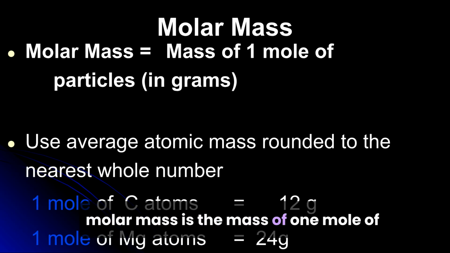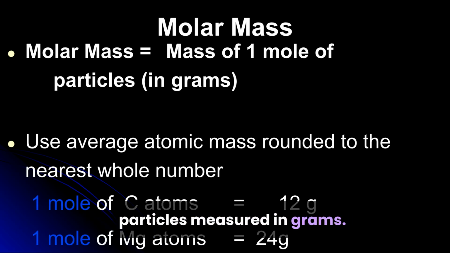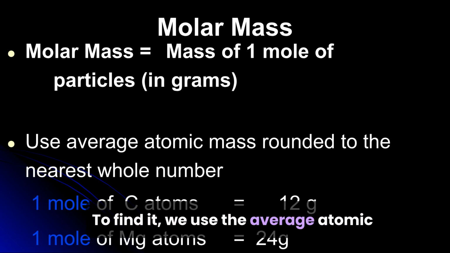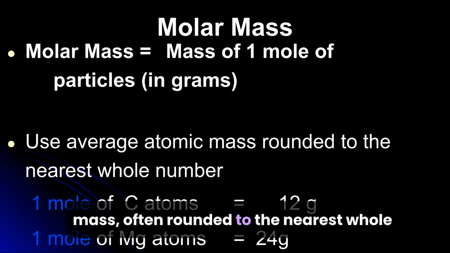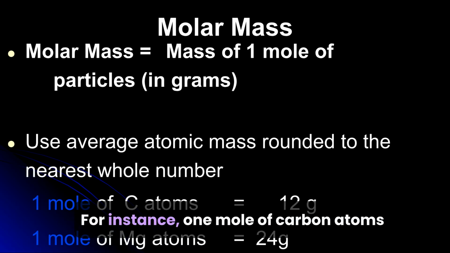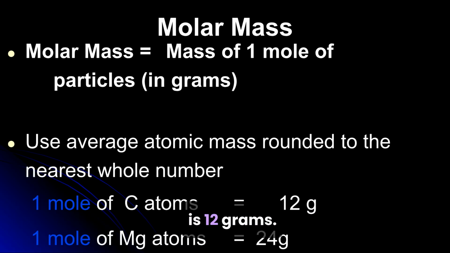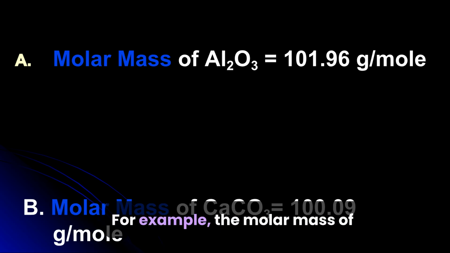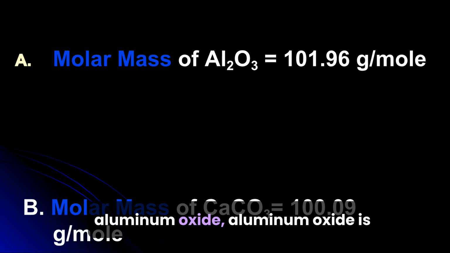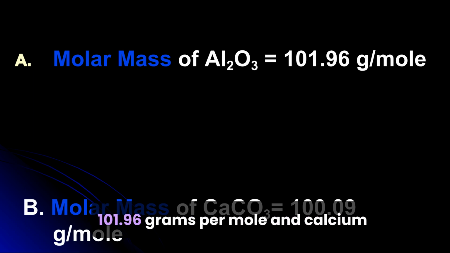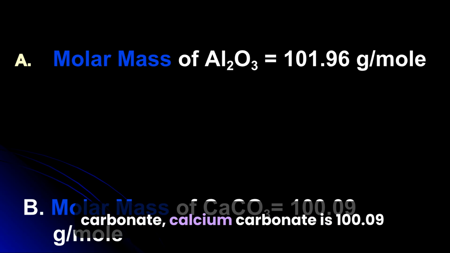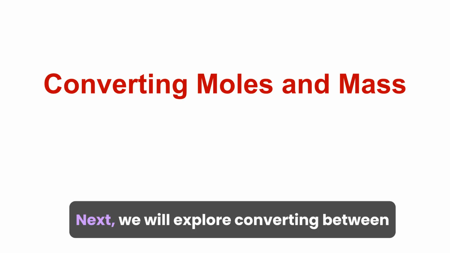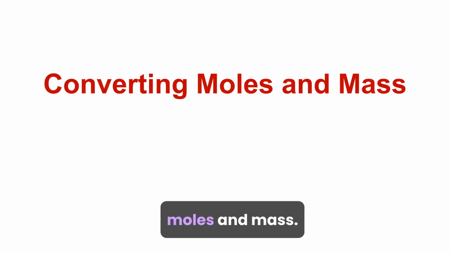Molar mass is the mass of 1 mole of particles, measured in grams. To find it, we use the average atomic mass, often rounded to the nearest whole number. For instance, 1 mole of carbon atoms is 12 grams. We can calculate the molar mass of compounds. For example, the molar mass of aluminum oxide is 101.96 grams per mole, and calcium carbonate is 100.09 grams per mole. Next, we will explore converting between moles and mass.